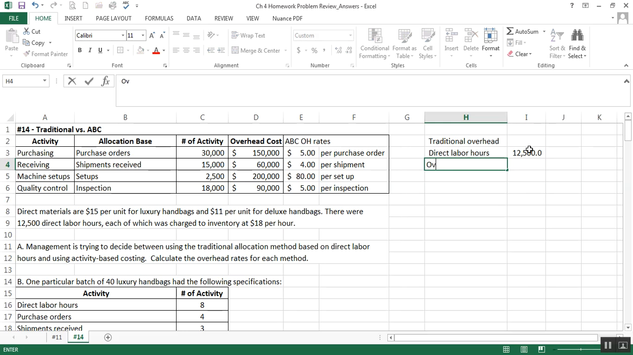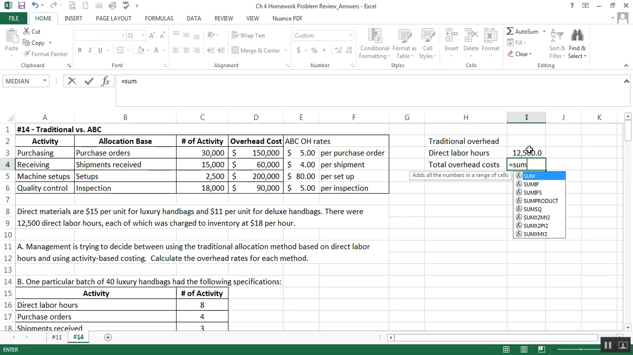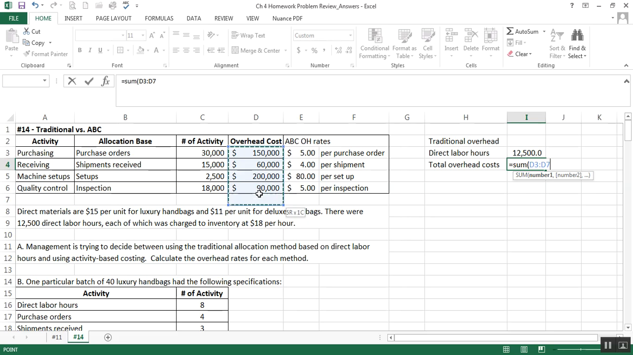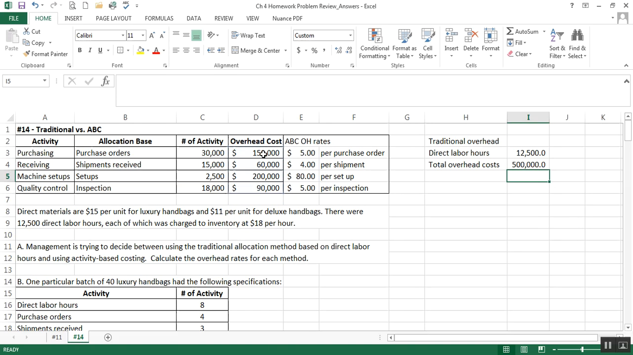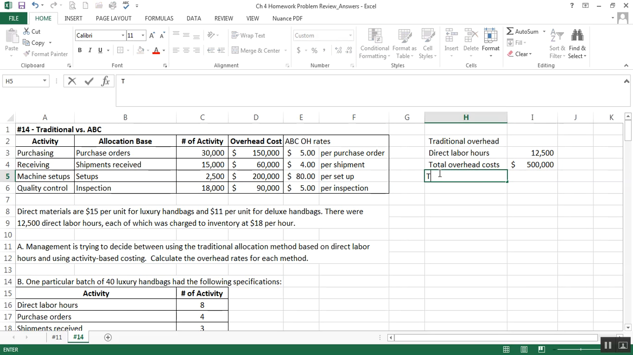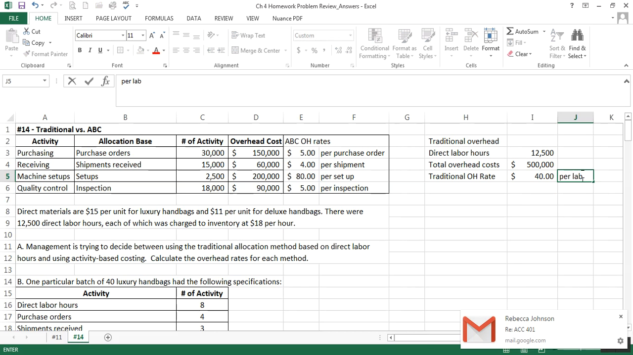And then we need to calculate the total overhead cost, which is the sum of all of the costs listed here. It's going to be $500,000. So our traditional overhead rate is equal to 500,000 divided by 12,500 is $40 per labor hour.